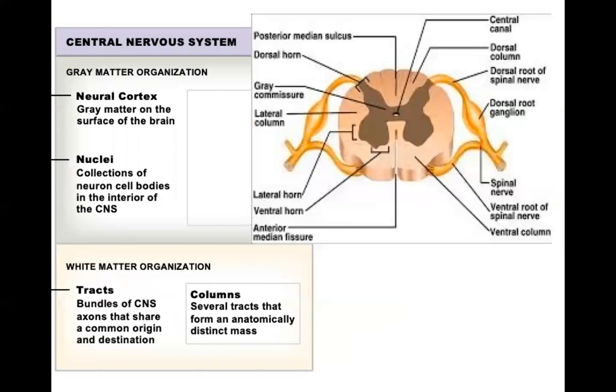So here's, sorry for the pixelation, an image of a transverse section through the spinal cord. And you can see that there's this regular arrangement of white matter and gray matter. So unlike the brain, which has that outer layer of gray matter and then interior white matter, the spinal cord has exterior white matter and interior gray matter.